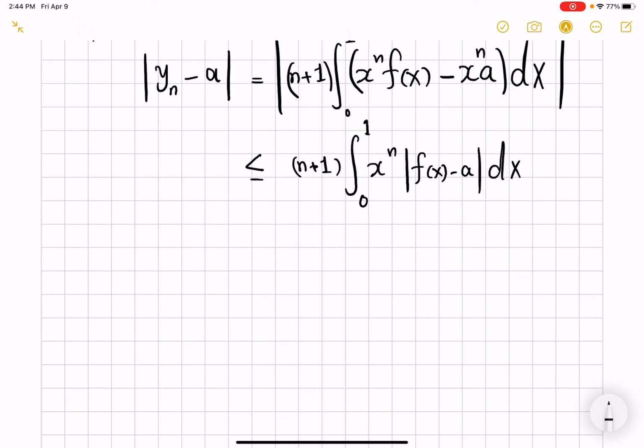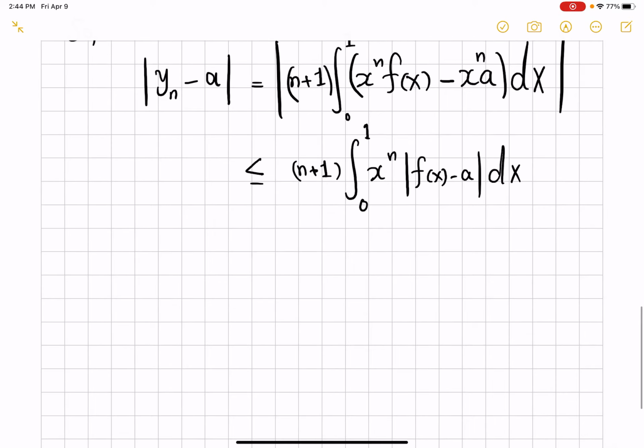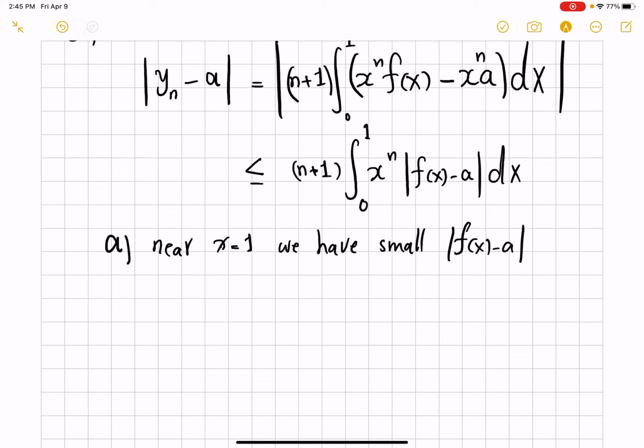Now, we want to show, of course, this thing converges to 0, but why is it expected? Here are the moral reasons why this is going to be the case. Number one is that the fact A that I'm going to use is that near x equal 1, we have small values for f of x minus a, because a is just f of 1, and we have continuity at x equal to 1.